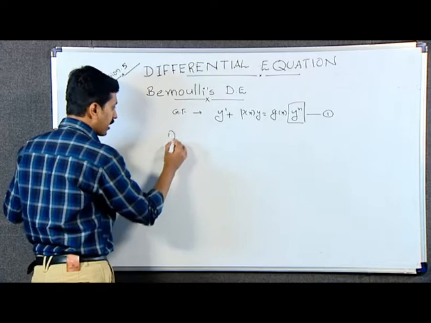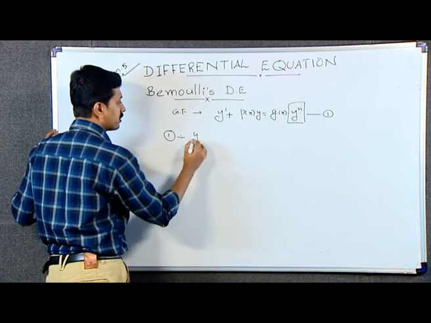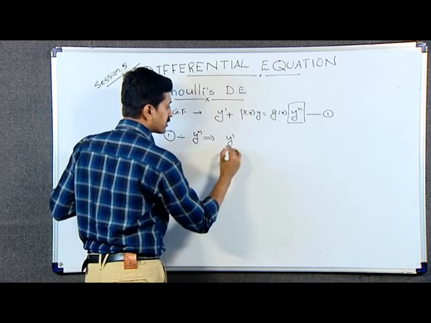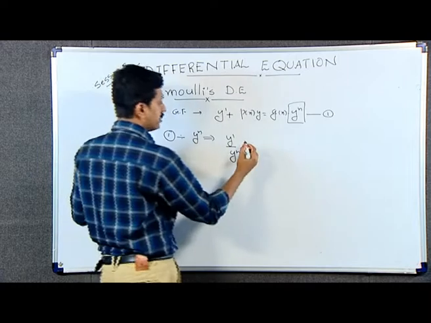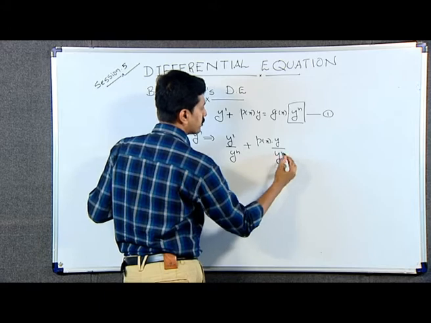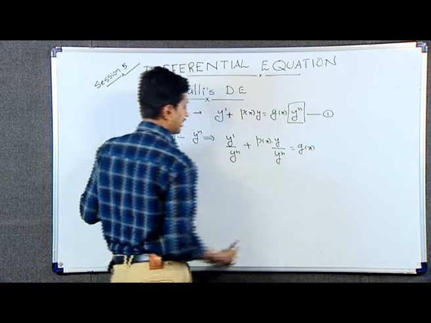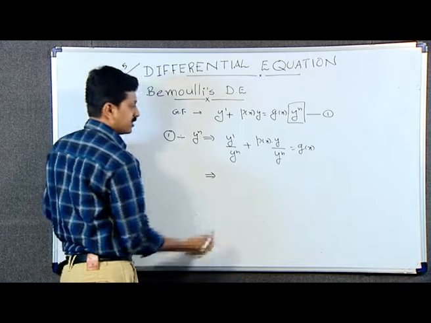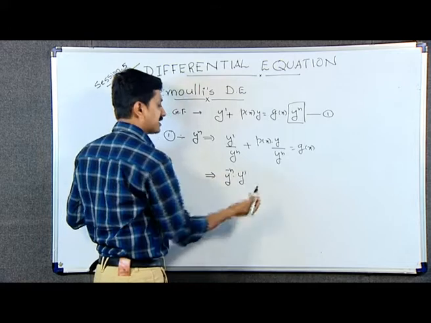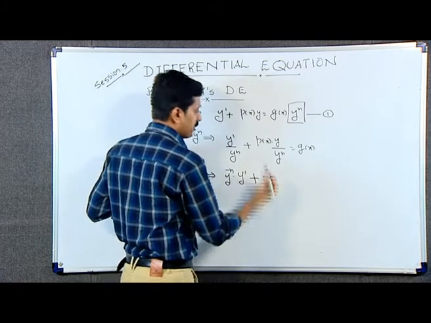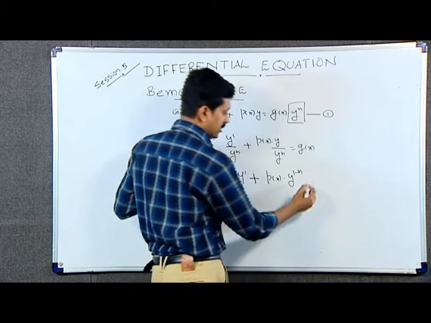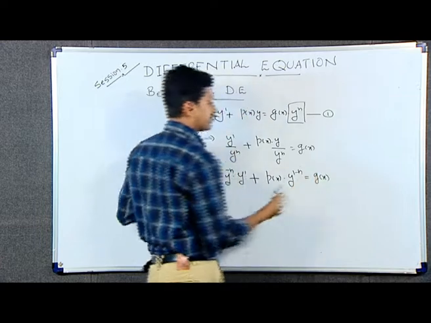For that, in equation 1 we divide by y^n. Therefore, it becomes y'/y^n + p(x) y/y^n = g(x), and this we can rewrite as y^(-n) y' + p(x) y^(1-n) = g(x).